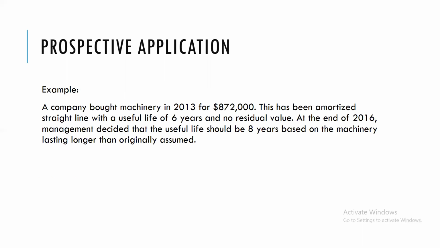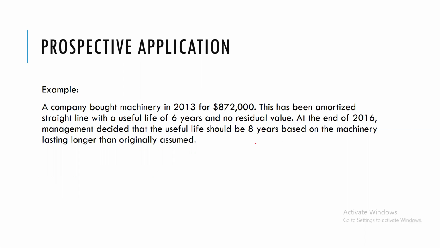So an example here: a company bought machinery in 2013 for $872,000. This has been amortized straight line with a useful life of 6 years and no residual value. At the end of 2016, management decided that the useful life should be 8 years based on the machinery lasting longer than originally assumed. Okay, so first off the bat, what type of change is this?